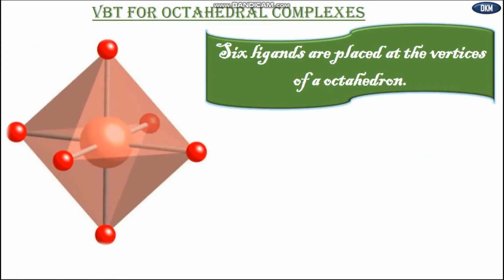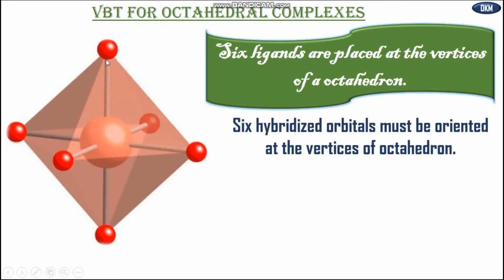Now, look at the octahedral complexes in the light of valence bond theory. In octahedral complex, 6 ligands are placed in the vertices of an octahedron. Look here. 4 ligands are placed in the xy plane and other 2 are placed along the z-axis. So for effective bonding, 6 hybridized orbitals are required and they must be oriented at the vertices of an octahedron. You know, s and p orbitals are oriented at the vertices of an octahedron, and so they take part in hybridization.